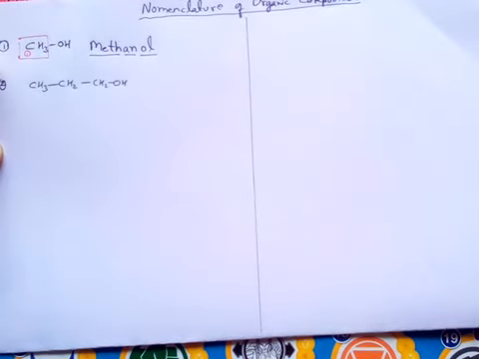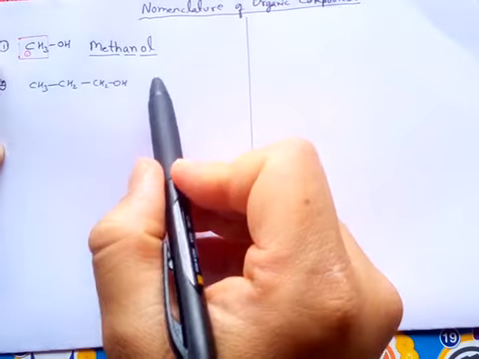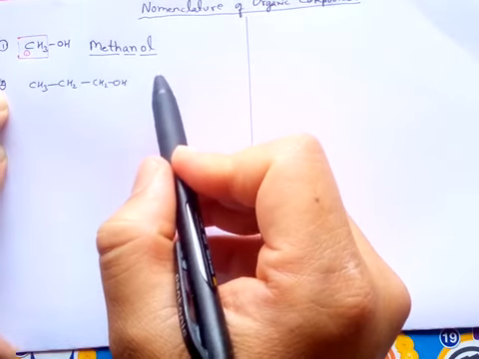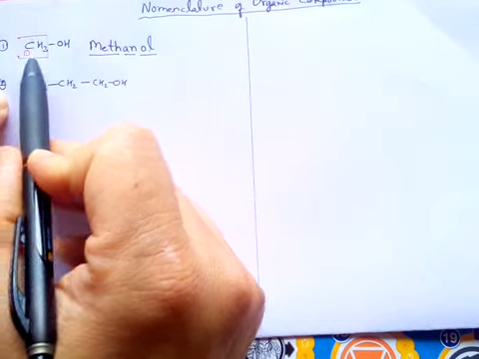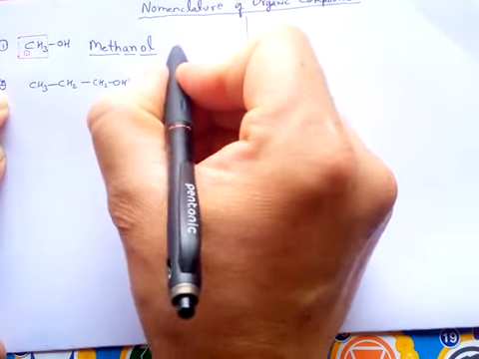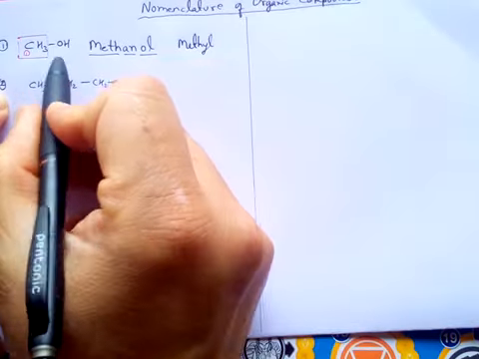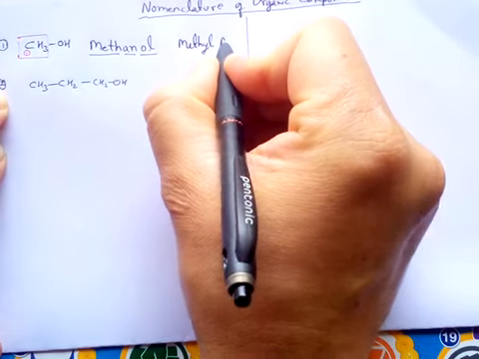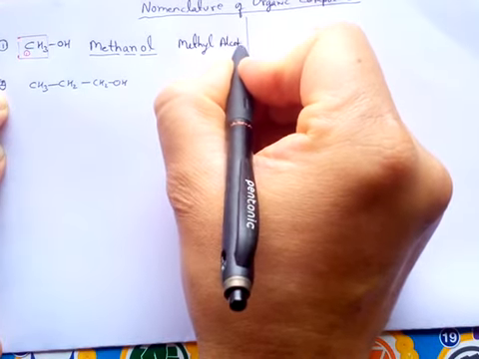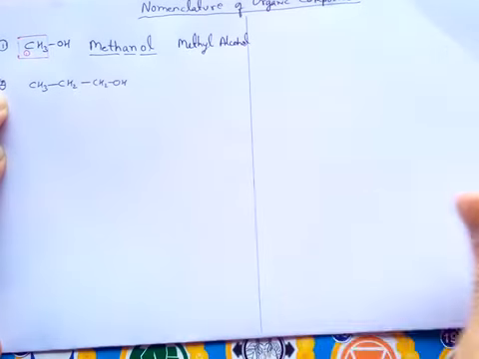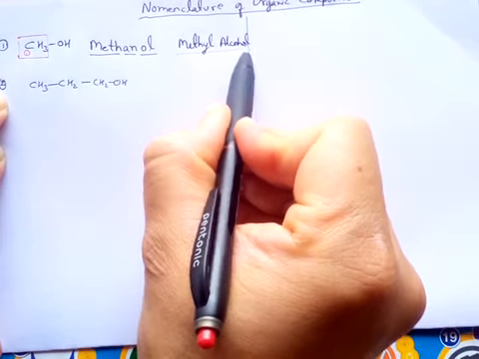Now common name is also equally important. So for writing a common name, you have to look for how many carbons it has. It has one, so it's methyl. Now the functional group is alcohol, so it will be methyl alcohol. So methyl alcohol, remember, is the common name.